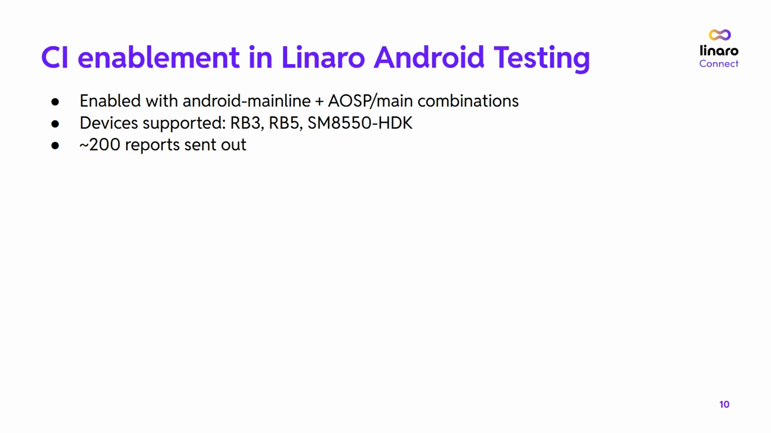And lastly, we have enabled 16K AOSP build testing on RB3, RB5, and SM8550 HDK devices and Android testing in Linaro. The testing so far is limited to Android mainline and AOSP main branch combinations, and around 200 reports have been sent out already.